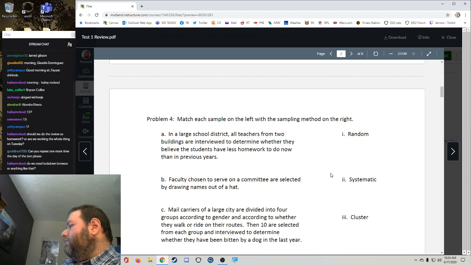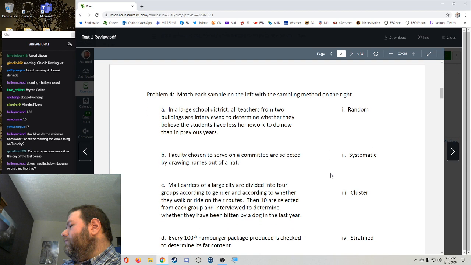Okay, so it won't be a lockdown browser. It'll just be a basic Canvas quiz. I mean, the first question though will be on academic honesty, so I encourage you not to use other resources. But I mean, you'll certainly be able to look at the formula sheet and anything else.